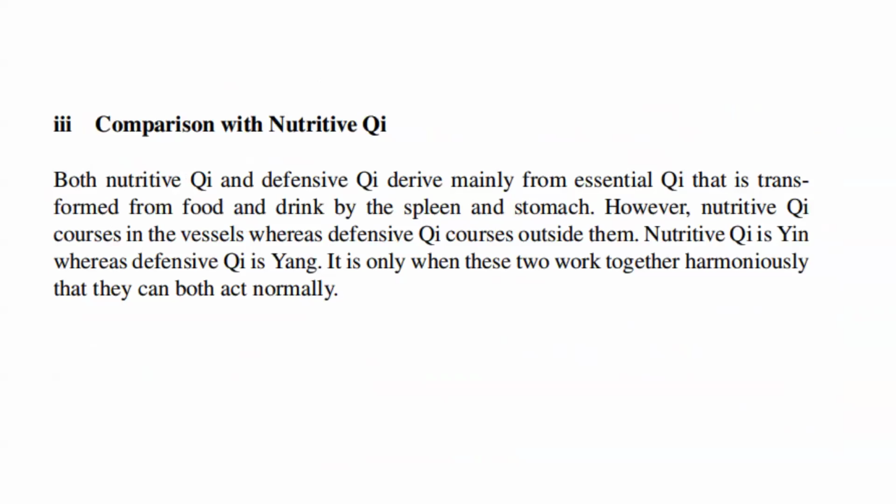In comparison with nutritive Qi, both nutritive and defensive Qi derive mainly from essential Qi that is transformed from food and drink by the spleen and stomach. However, nutritive Qi courses in the vessels, whereas defensive Qi courses outside them. Nutritive Qi is yin, whereas defensive Qi is yang. It is only when these two work together harmoniously that they can both act normally.